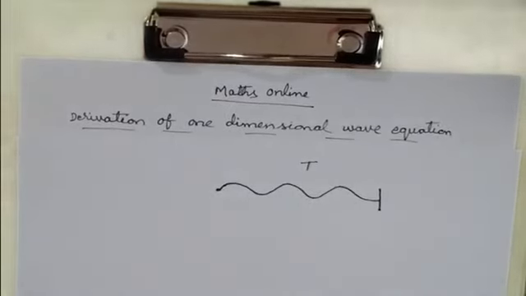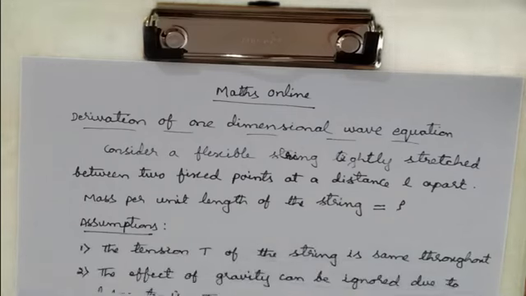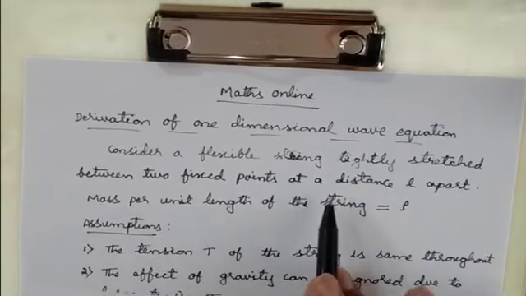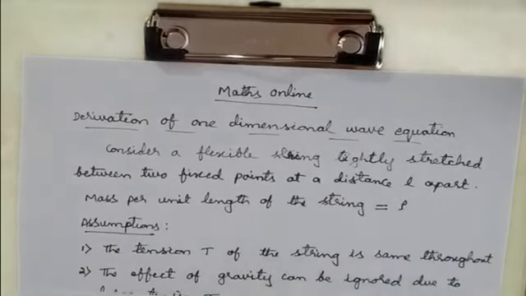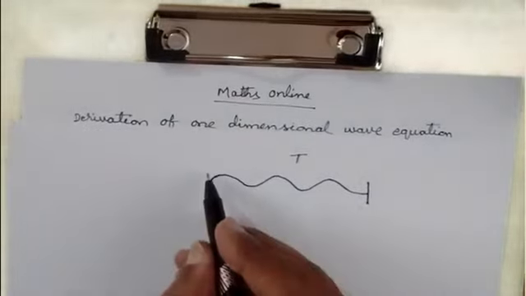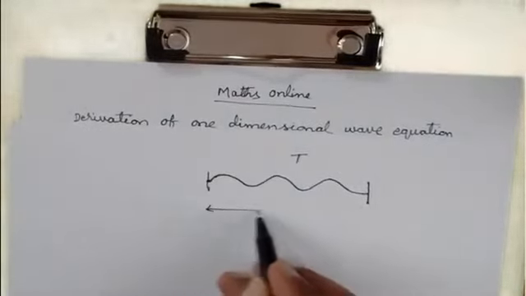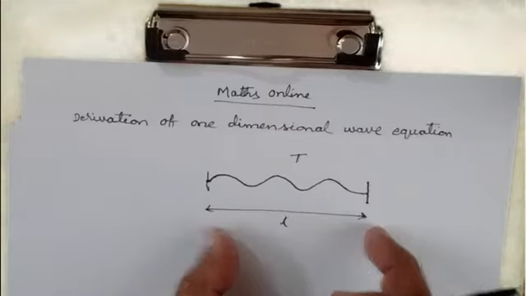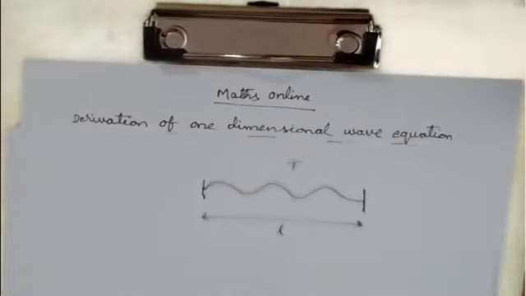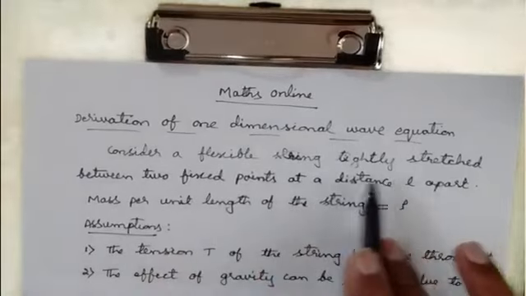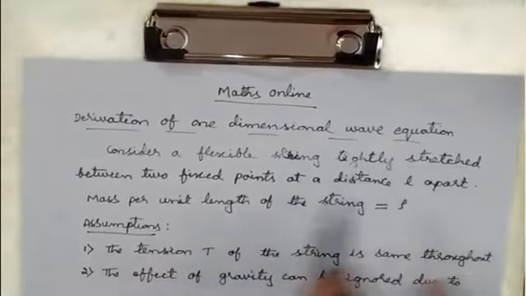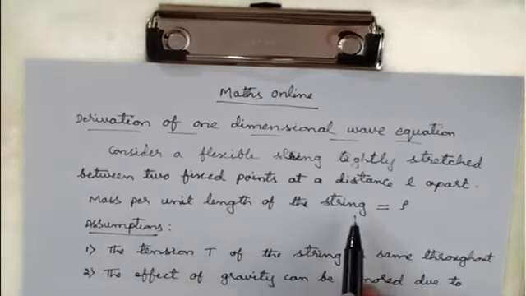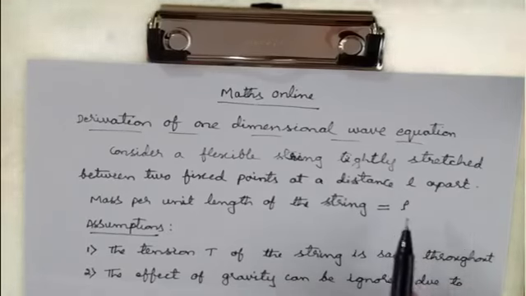I have just written this in the form of a statement. We are considering a flexible string tightly stretched between two fixed points at a distance of L apart. If it is fixed from this end, the total distance between the ends is L. Then we are taking mass per unit length of the string to be rho, which represents the density.